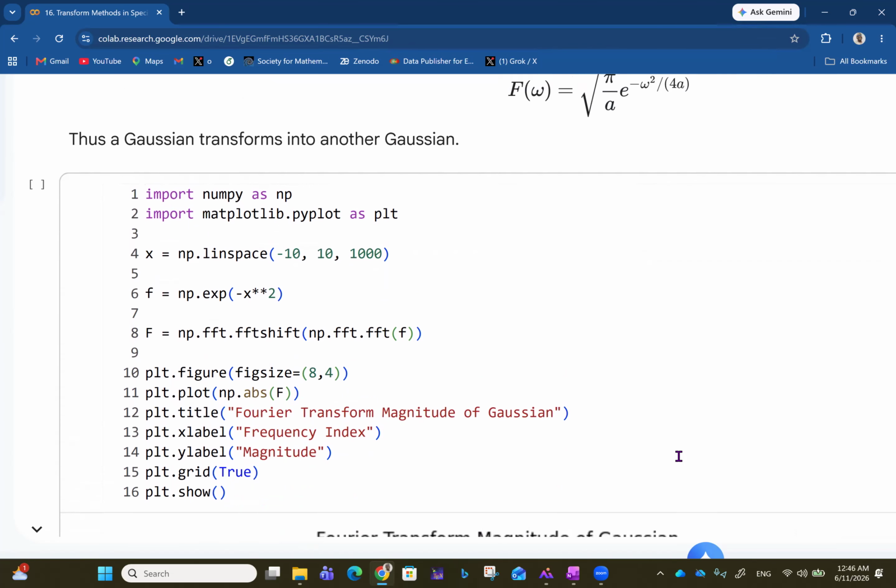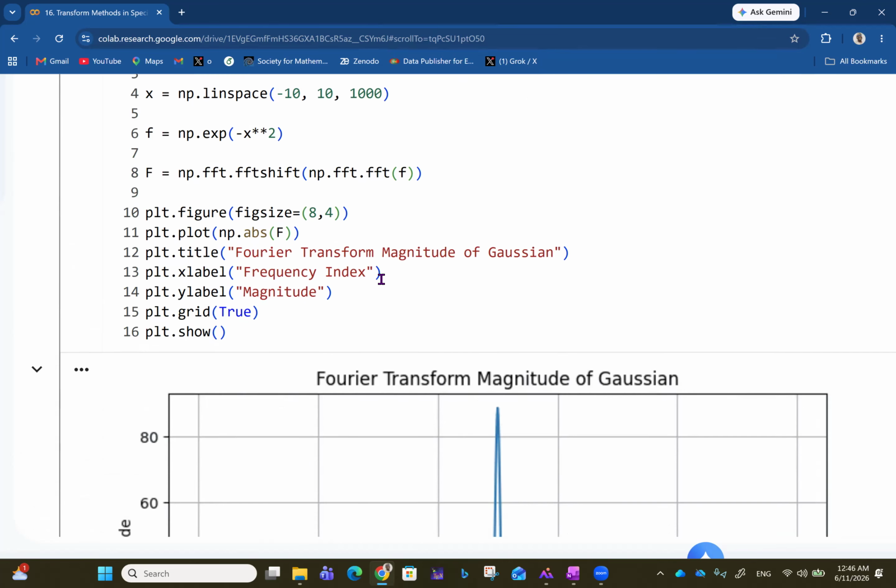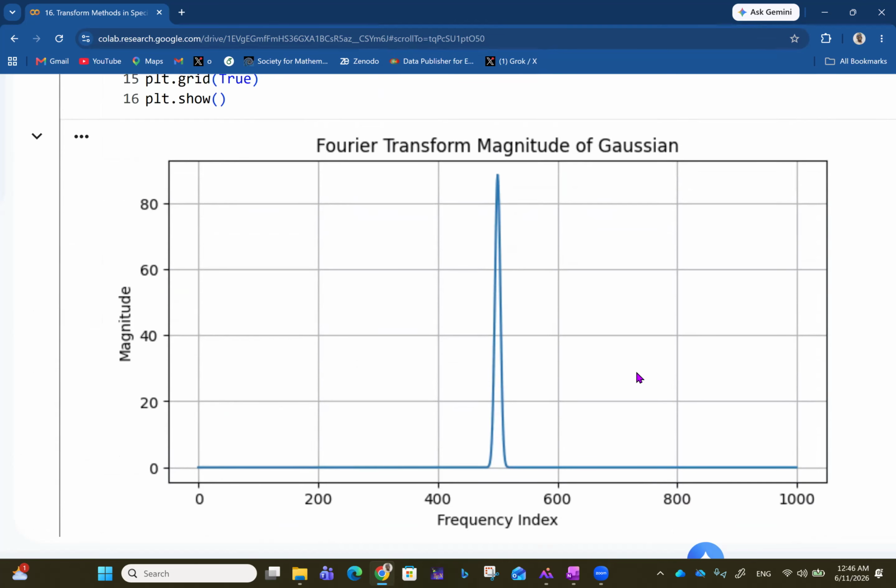So we can run the code for that. So you have e raised to minus x squared here. And we try to plot all of that from minus 10 to 10. And then you get a picture like this. So you have a peak frequency around this point, around 500 frequency.